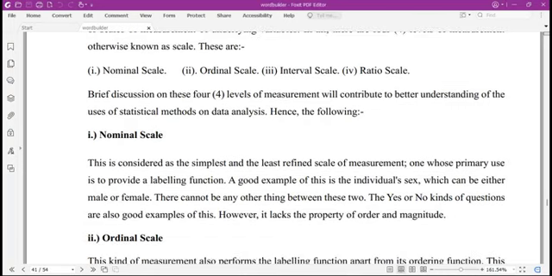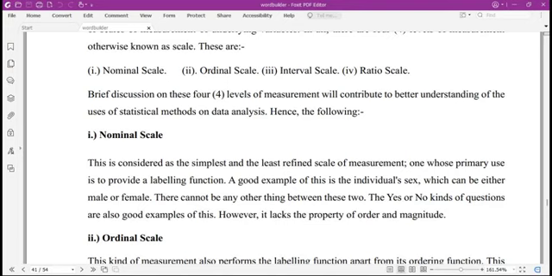This is considered as the simplest and the least refined scale of measurement, one whose primary use is to provide a labeling function. A good example of this is the individual's sex, which can be either male or female. There cannot be any other thing between these two. The yes or no kinds of questions are also good examples of this. However, it lacks the property of order and magnitude.